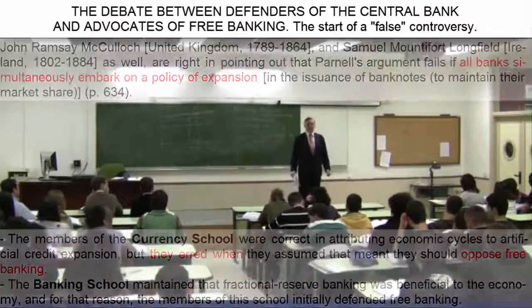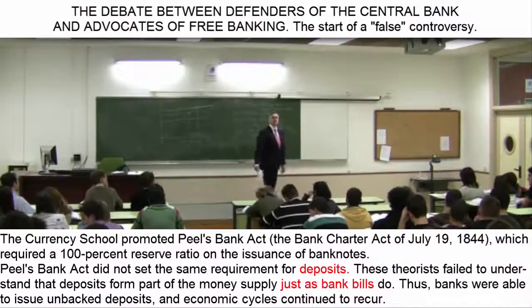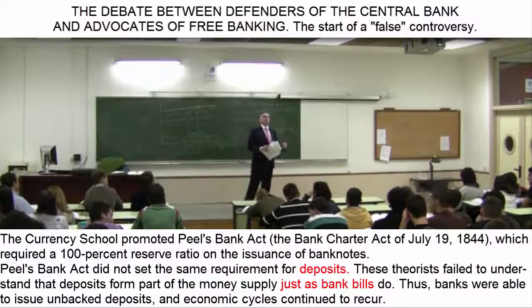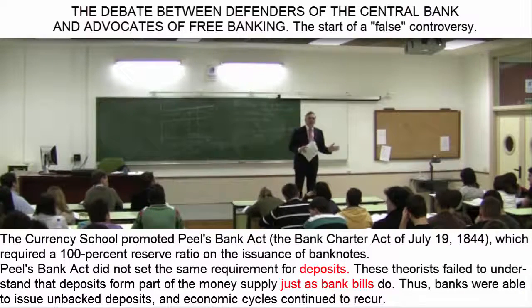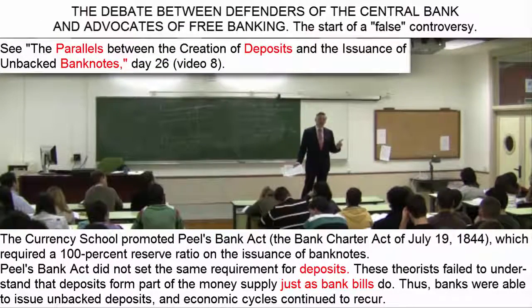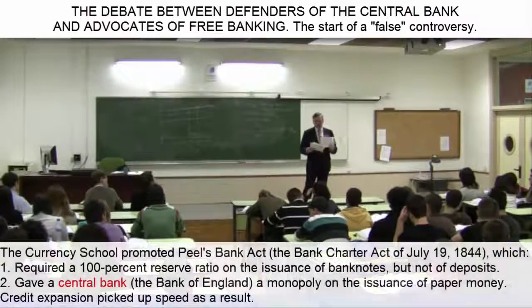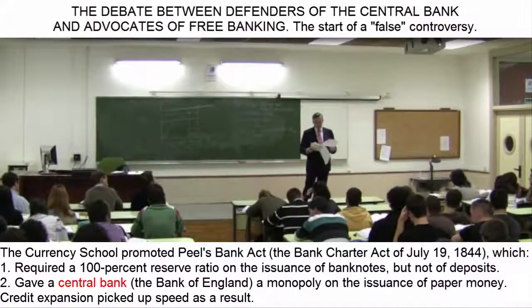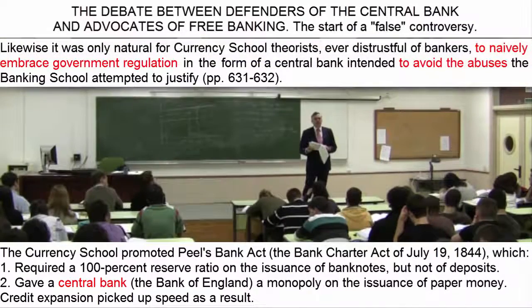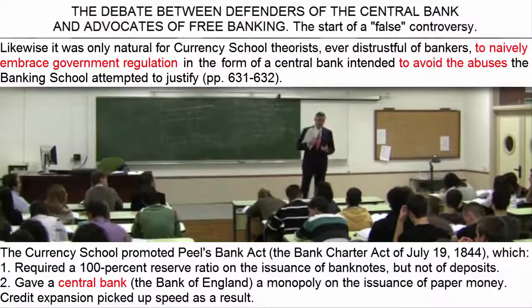Though the theorists of the currency school were fundamentally correct, they certainly committed a grave error when they left out deposits. In doing so, they overlooked a teaching of the Spanish scholastics, of Luis de Molina, who taught that deposits are just as much a part of the money supply as banknotes are, and for that reason they also require a 100% reserve ratio. Currency school theorists committed another grave error as well. They thought the way to limit private bankers was to create a central bank, so the Bank of England was given a monopoly on the issue of paper currency.